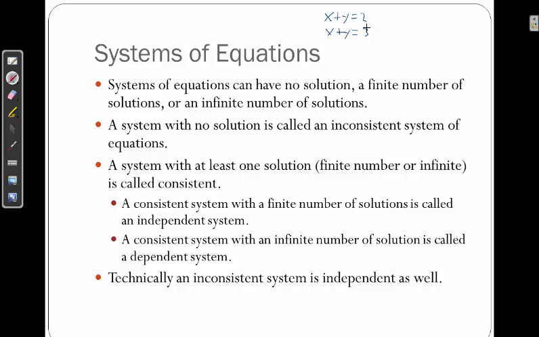And if you look at their graphs, one will be y equals negative x plus 2, the other will be y equals negative x plus 3.